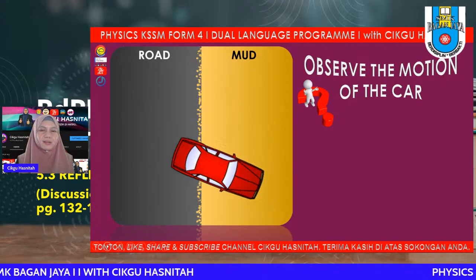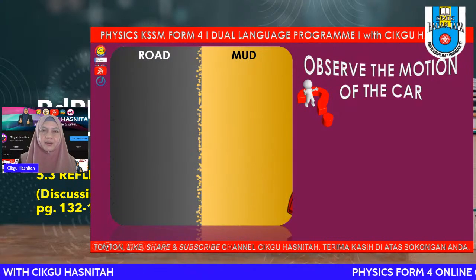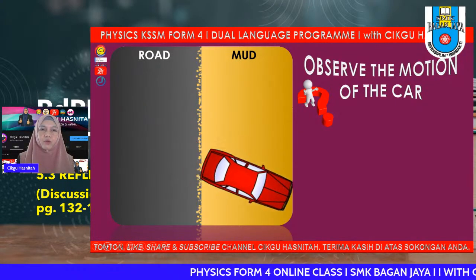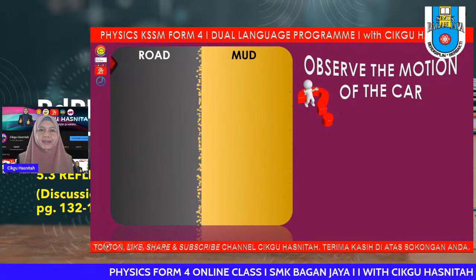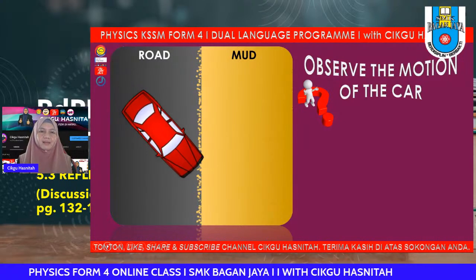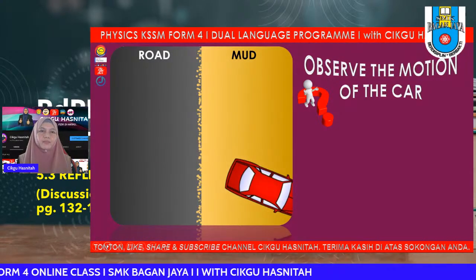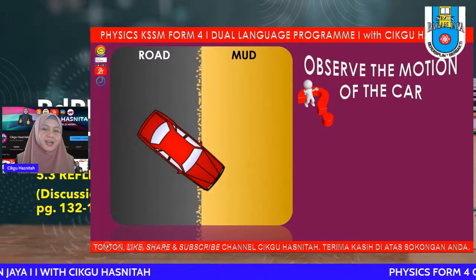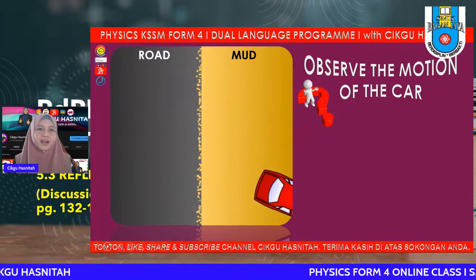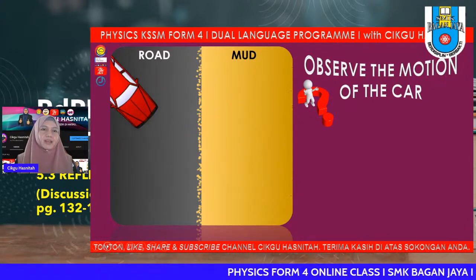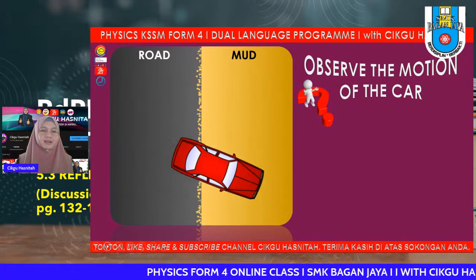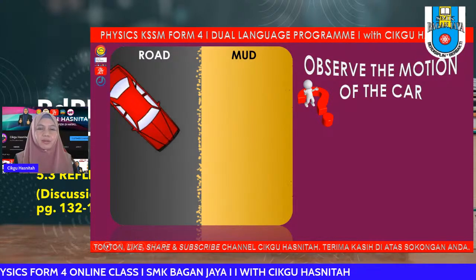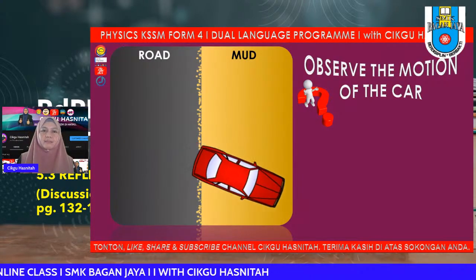Share your opinion. What happened to the car as it moved from the asphalt road and then entered a muddy road? What happened to the motion of the car? Any changes you can see there? Or is it just the same, moving on the road and moving on the mud?